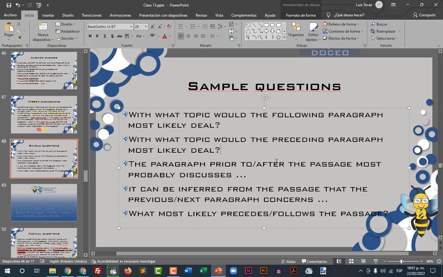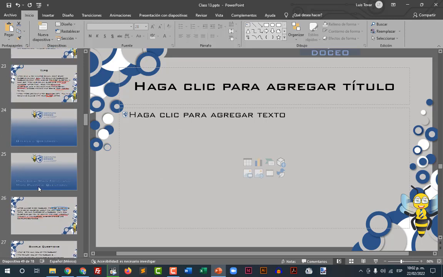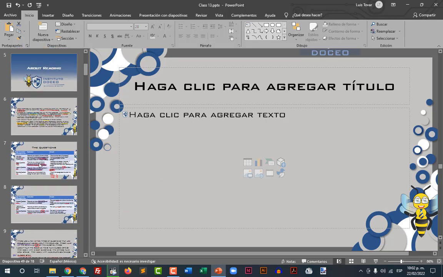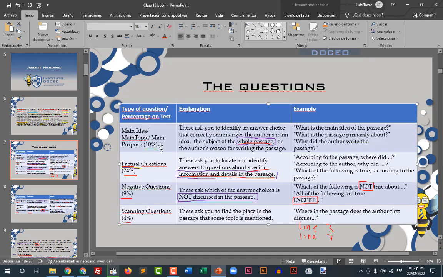Okay, so if you know the questions, if you understand the questions now, it's going to be easier for you to answer the questions then. Okay? Yeah. So until here. Conclusion. Okay, so we said that we have different types of questions, and today we only check the main idea, main topic, or main purpose of questions. Okay?